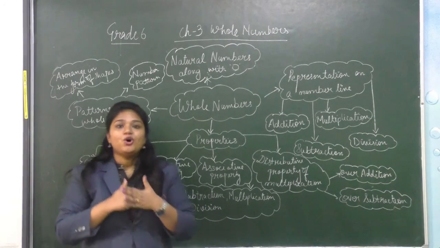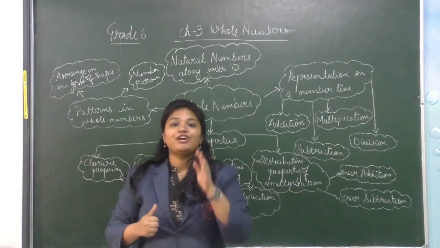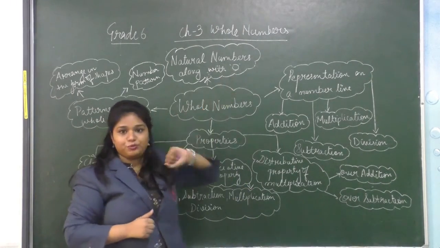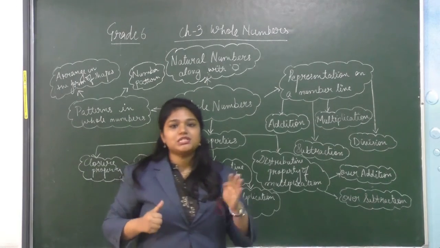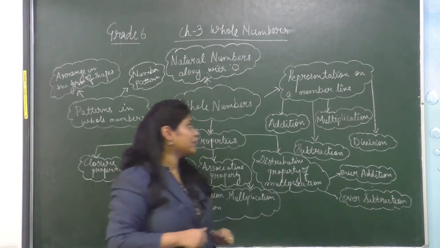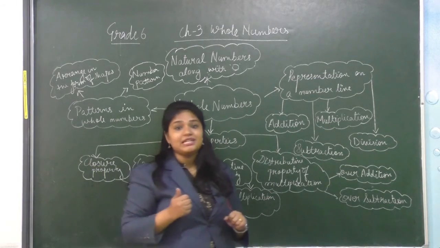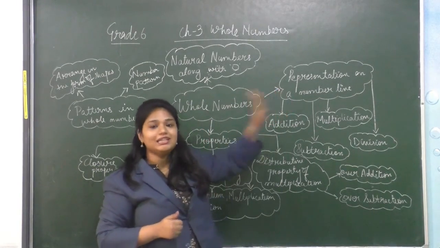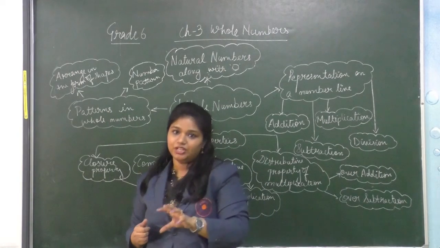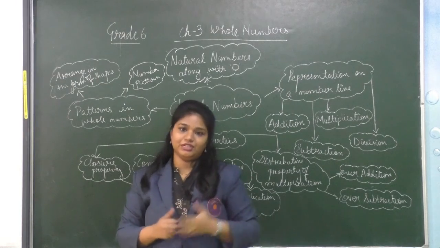We learned that whole numbers is a set of natural numbers along with the number 0, right? So, whole numbers start with 0 and the smallest whole number is 0. Next we learned representation of whole numbers on a number line, and we represented the whole numbers starting from 0 going up to infinity.